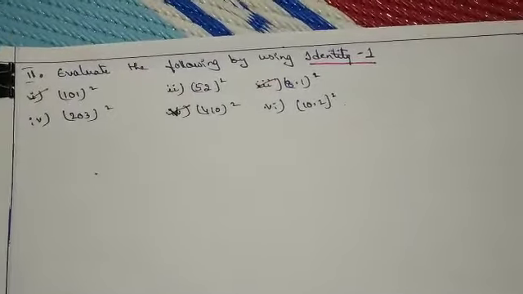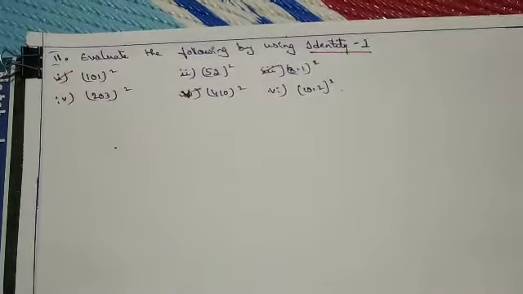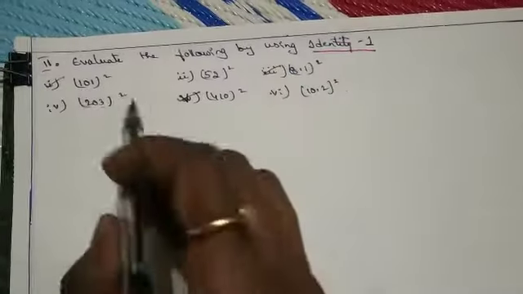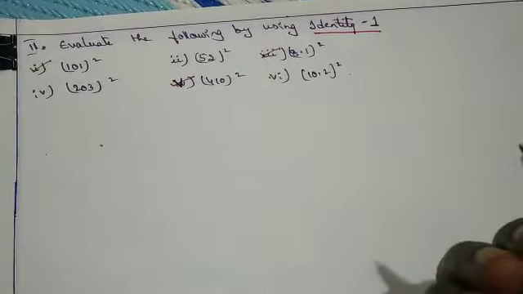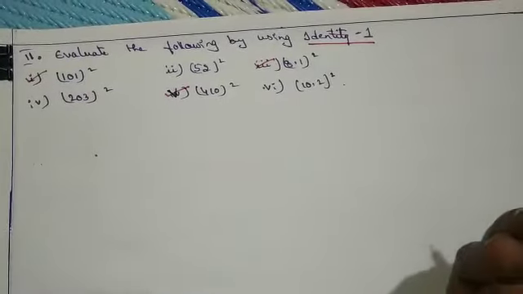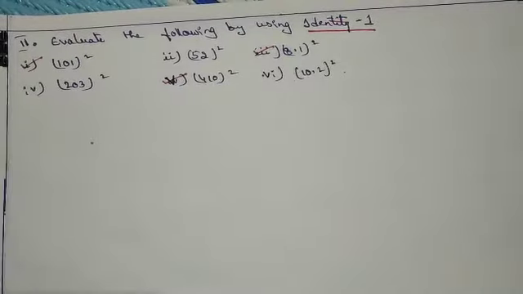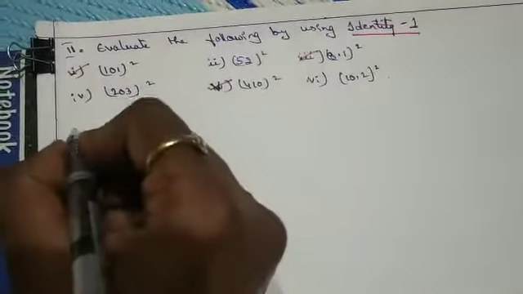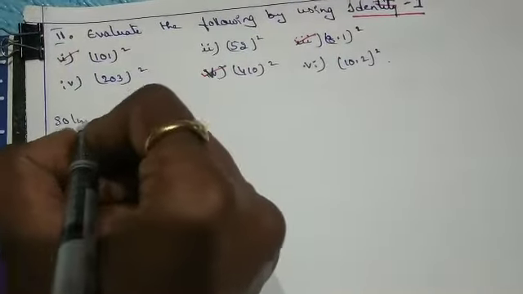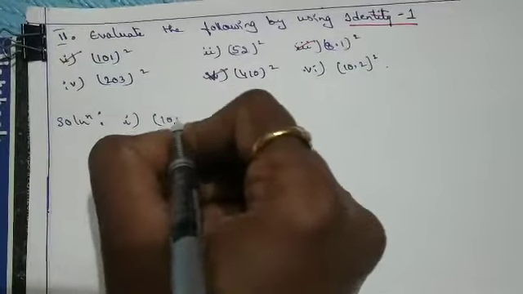So here the second main is application of identity 1: how we can apply it in our day-to-day life. 101 square is given, 101 into 101 you need to multiply. So instead of multiplying a 3-digit number with the same 3-digit number, you can apply the identity and find the value. So I'll go for solving now. Solution. The first one, 101 square.